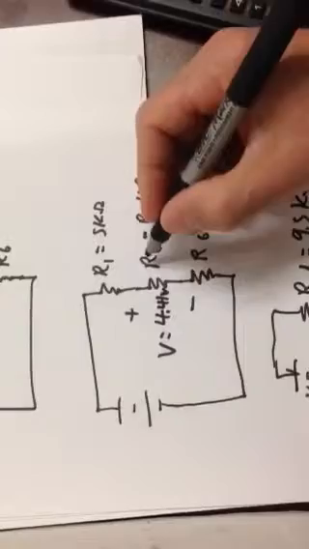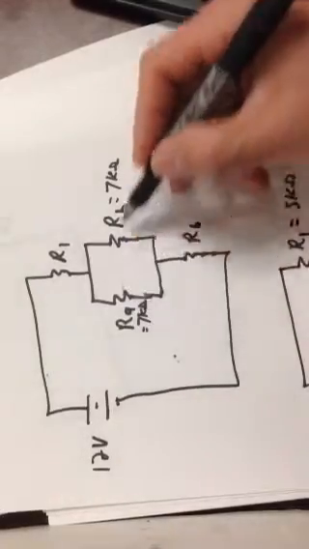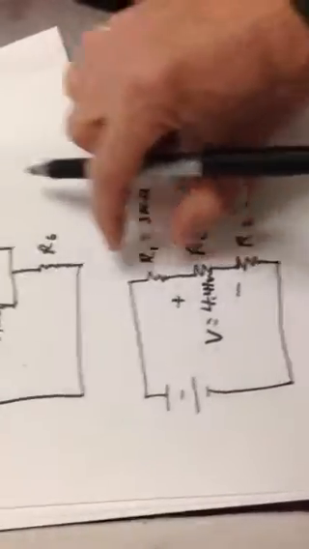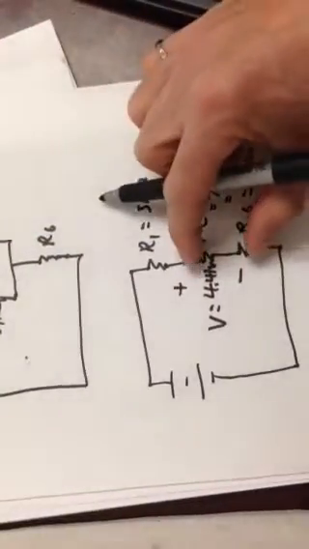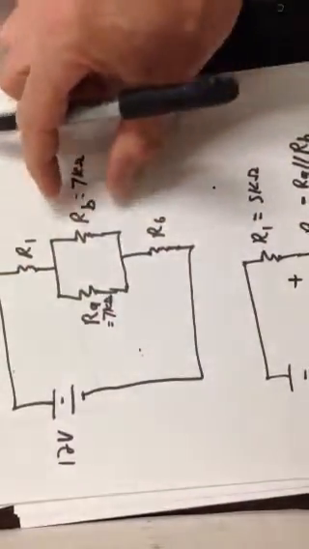Now remember, RC doesn't actually exist, but it takes the place of RA and RB in parallel, who in turn also don't exist. However, because it takes the place of them, if the voltage across here is 4.41, the voltage across each of these would also be 4.41.